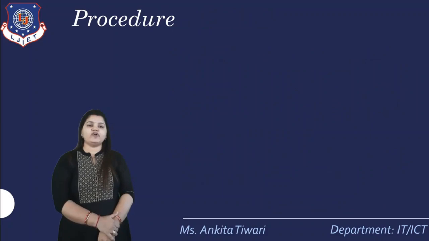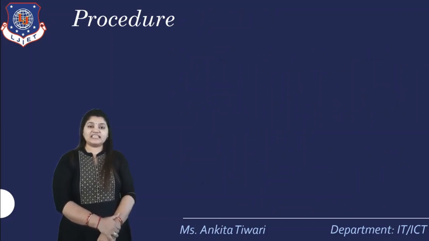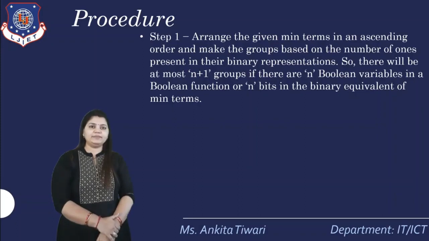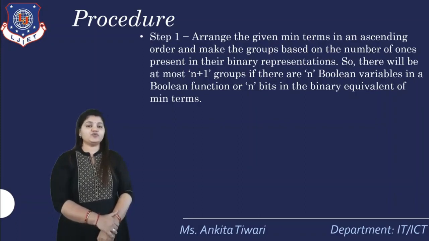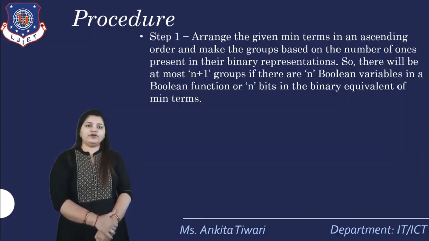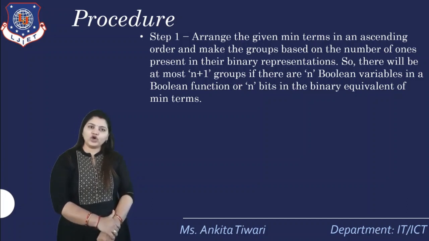Okay, so basically it follows a procedure with 6 steps. Here we are going to study the 6 steps in detail. The first step is to arrange the given min terms in ascending order. That means arranging them by value starting from 0, 1, 2, 3, and making groups based on the number of ones present in their binary representation. There will be at most n plus 1 groups if there are n Boolean variables in the Boolean function.